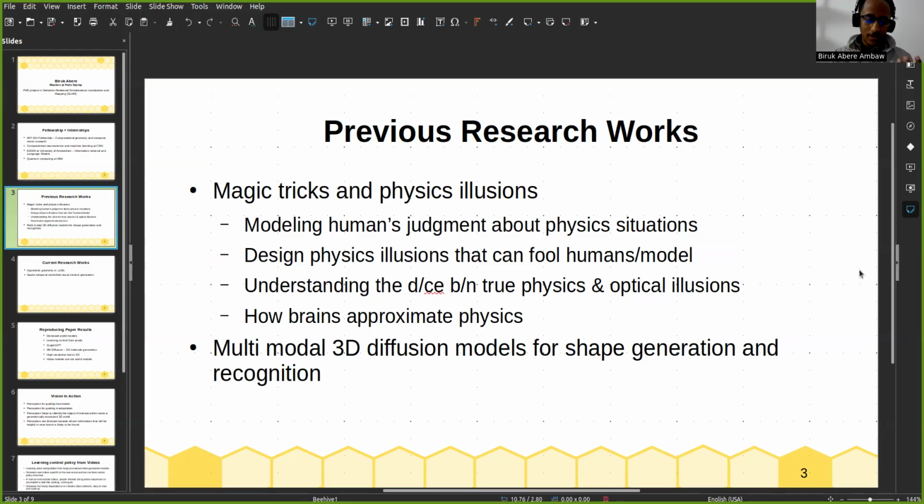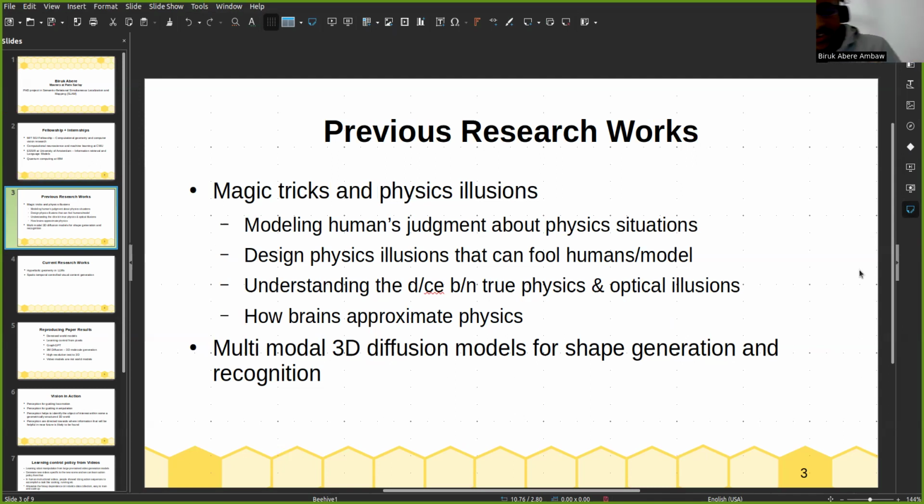So we design physics scenarios. We render different 3D models of them, and then we try to fool the model or the human with optical illusions. After that, we try to understand the true physics, the ones that remain balanced, versus the human's judgment or optical illusion. So we try to approximate how the brain works to approximate the intuitive physics.